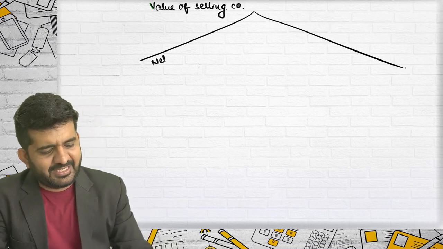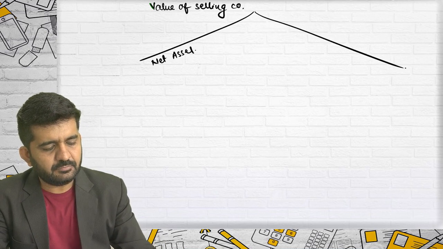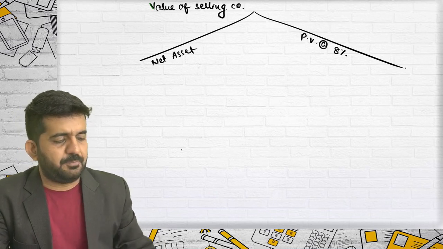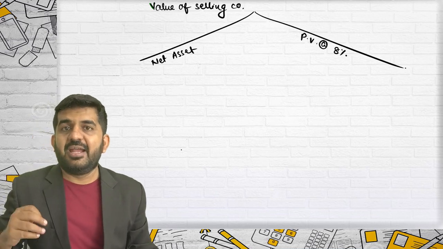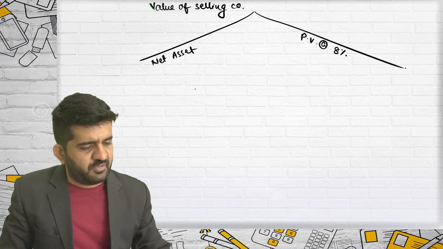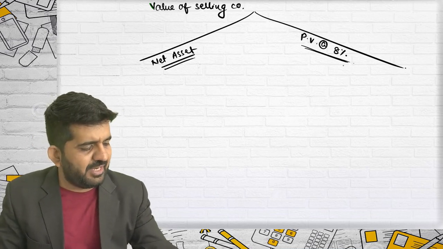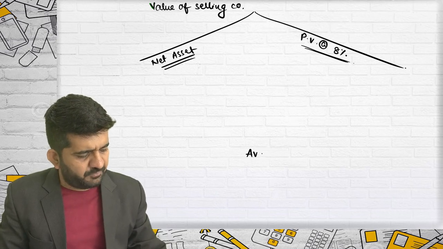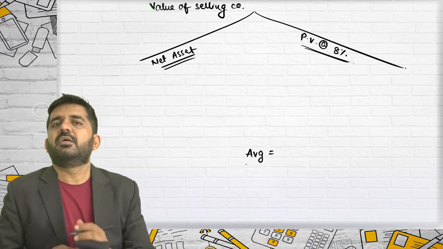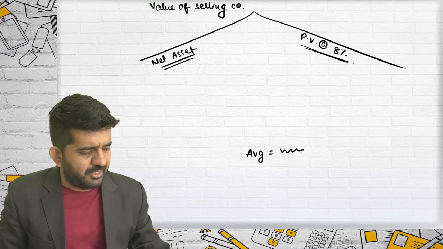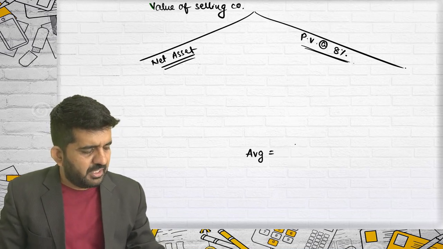Merchant banker says you find out two values of the selling company. One by net asset, one by present value at the rate of 8%. And what will be the ultimate value paid to the shareholders of the selling company? The ultimate value to be paid to shareholders of the selling company is the average of this. Alright. So this will be the value which will be paid to shareholders of the selling company. Let me find it out.